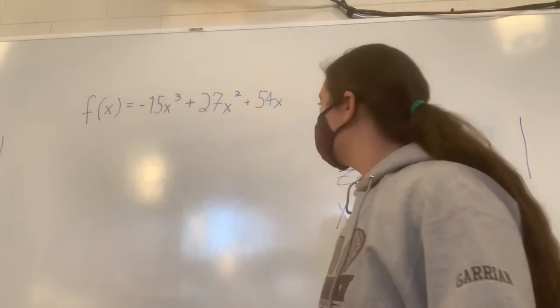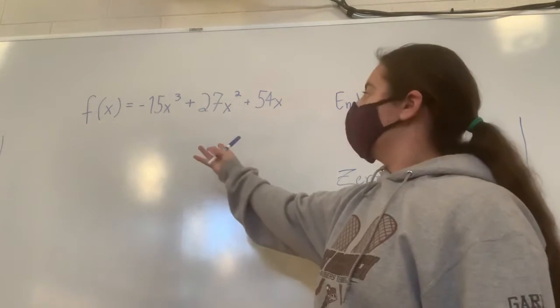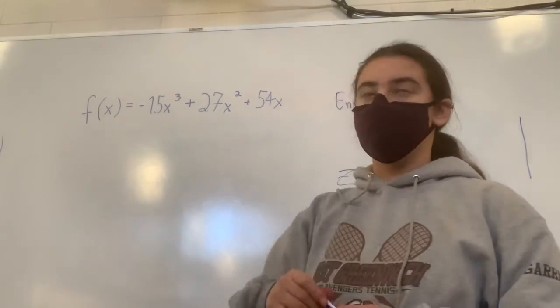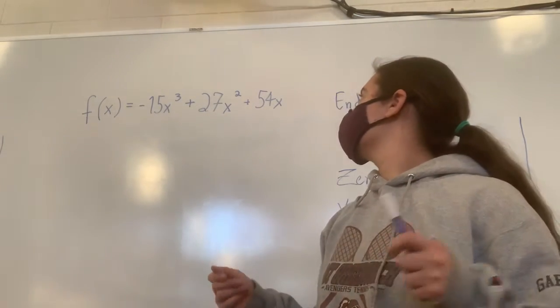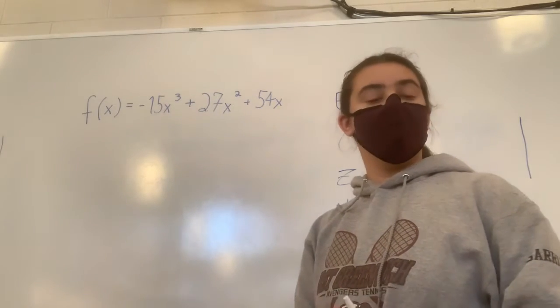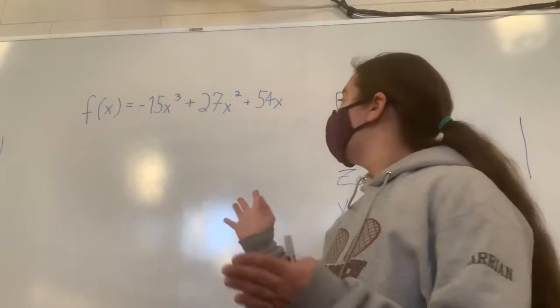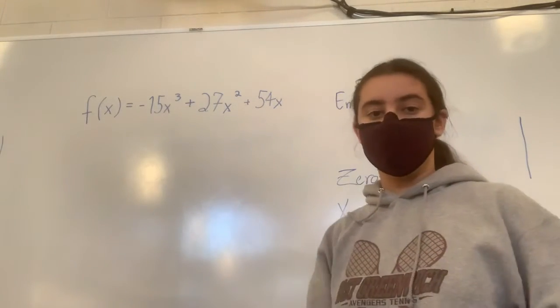Today, we are going to be looking at this lovely polynomial, f of x equals negative 15x to the third plus 27x to the second plus 54x. And we are going to be discovering quite a few things about this guy today. So, let's jump into it.